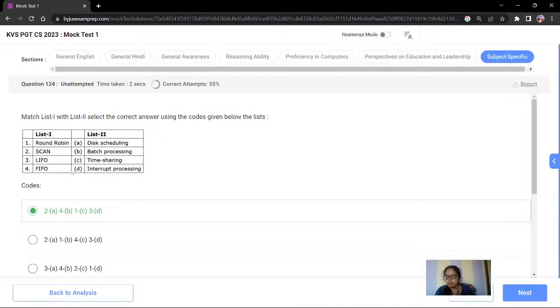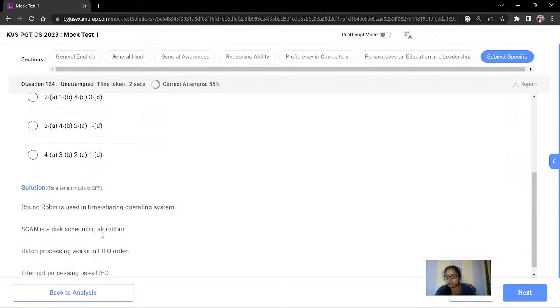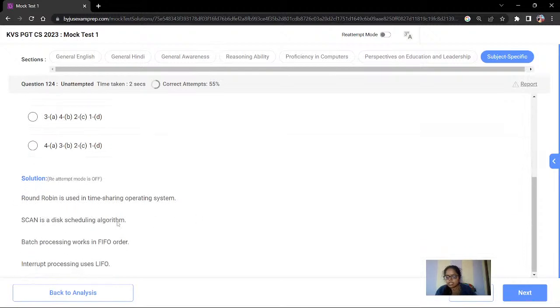Okay, and 4 is B: batch processing, FIFO, first in first out. Round robin is related to time sharing and scan is a scheduling. Here you can see scheduling: batch processing works in FIFO and interrupt processing uses LIFO.